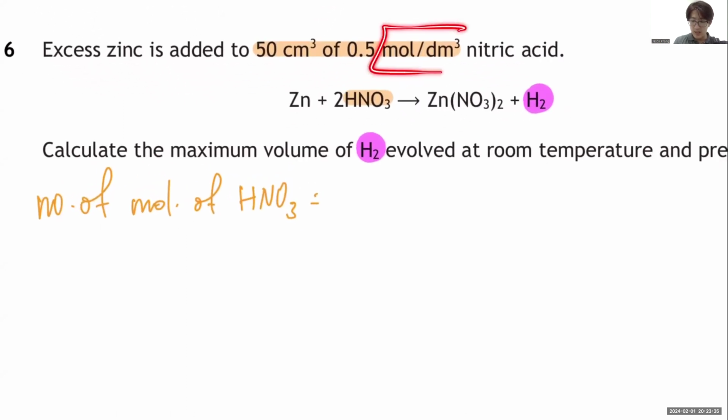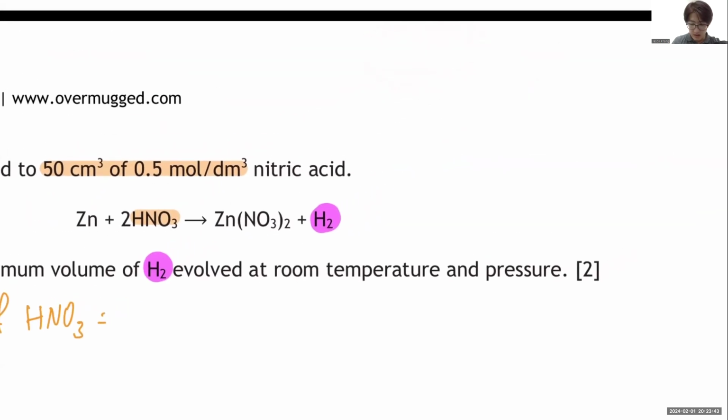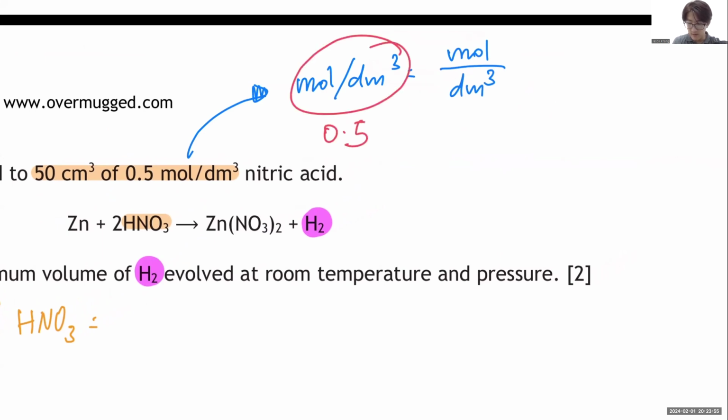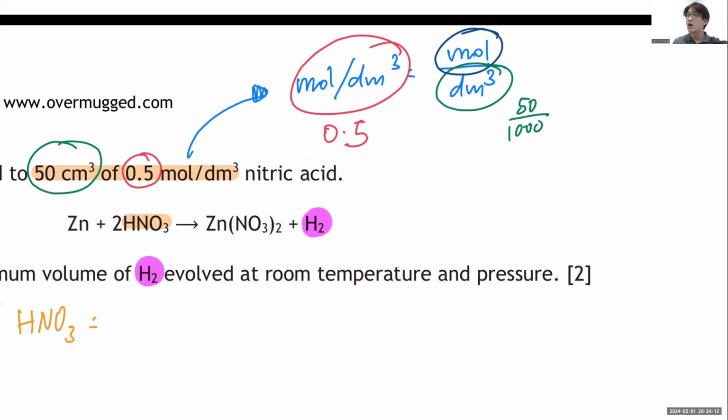Remember this one? You're breaking this down. I want this part only. So if this thing, this is 0.5. This right here is 0.5, right? The green color DM cube is here, right? Is 50 over 1000. Then you can find mole. So it's not a number, it's mole over DM cube.